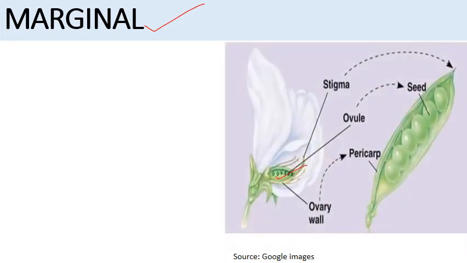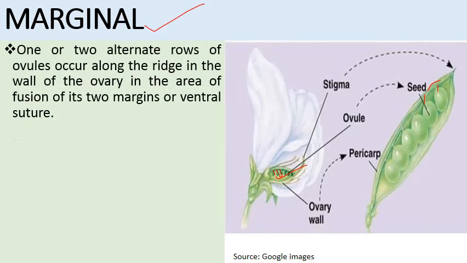First one is marginal placentation. इसमें जो ovules present होते हैं, they are present at the margins. For example, in case of P, so this is the ovary. इसके जो margin suture होता है, जो pod है उसका margin suture है, वहाँ पे present होते हैं ovules. And this type of placentation is known as marginal placentation. One or two alternate rows of ovules occur along the ridge. This is the ridge in the wall of the ovary in an area of fusion of its two margins or ventral suture भी सिखाया था. And this type of placentation is known as marginal placentation.